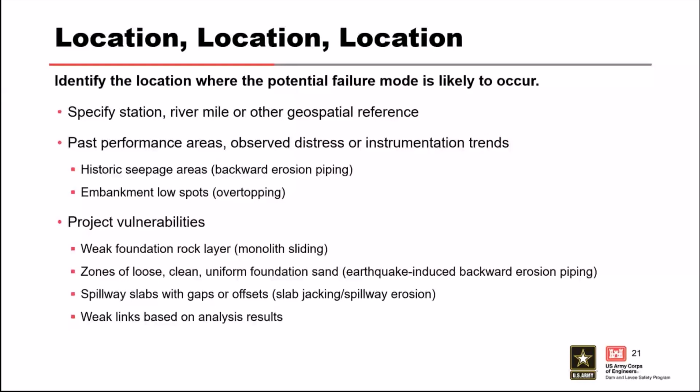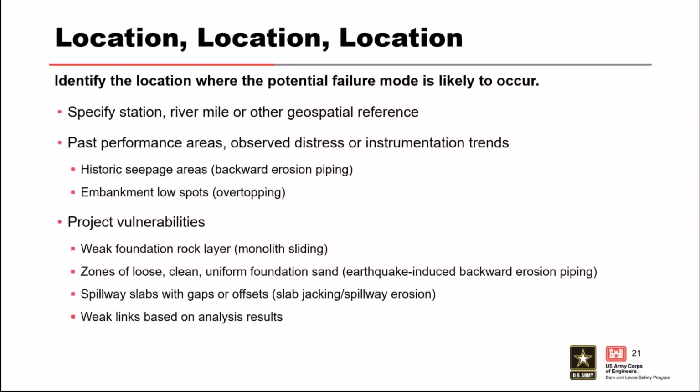There are several ways to identify the most likely location for a PFM. Areas of past poor performance or observed distress are big markers for locations of potential susceptibility. The result of routine monitoring and inspection activities can also provide indications, such as areas of historic seepage that could be vulnerable to internal erosion, or embankment low spots that will begin overtopping and lead to overtopping erosion more quickly than other areas along the embankment. Instrumentation can also provide potential locations for PFM, such as an area where foundation seepage pressures are trending upward and may indicate deteriorating foundation conditions.